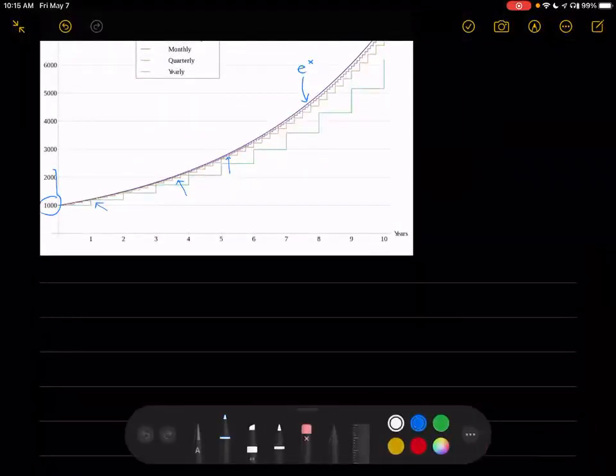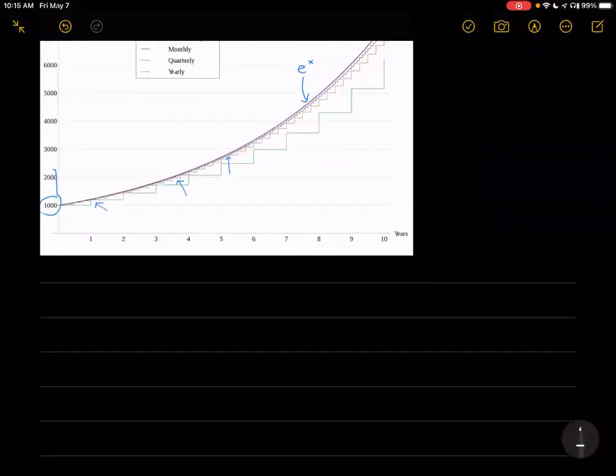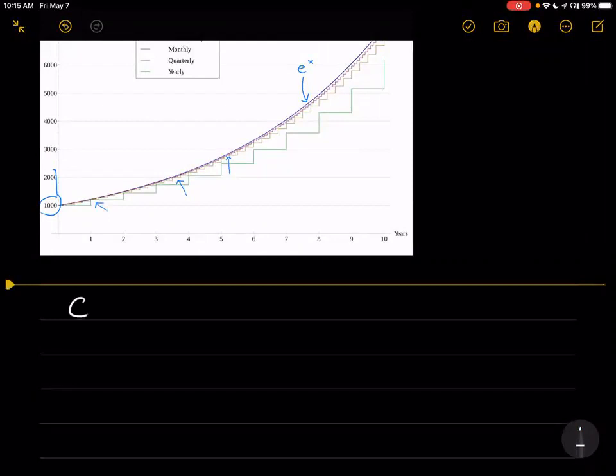Back to the material that you would actually be responsible for. All that was kind of just background to understand where e came from and why we care about it. Let's talk about the continuously compounded interest formula.